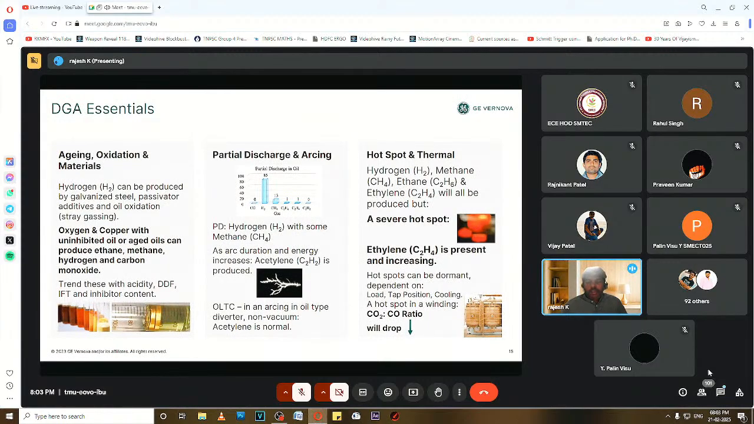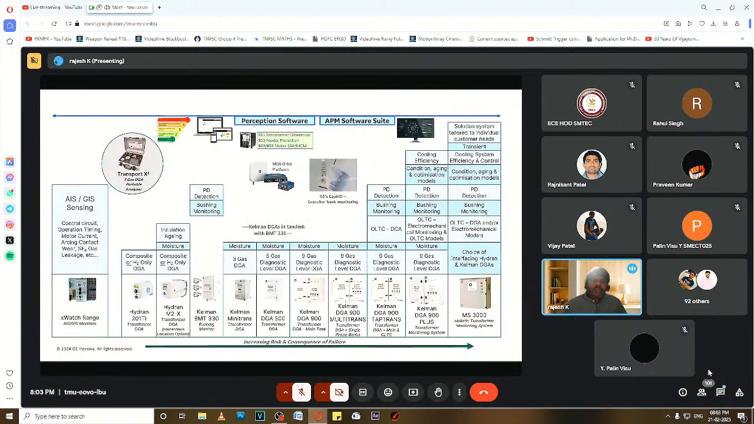Transformers are coming with the sensors, particularly for dissolved gas analyzers and PD sensors. We have online sensors to monitor that. This shows the full fleet of the sensors we have. For example, we can have only hydrogen sensors, and you can have multiple gas sensors, 3 gas, 5 gas. These are all the product names.